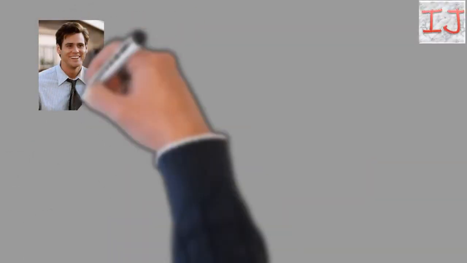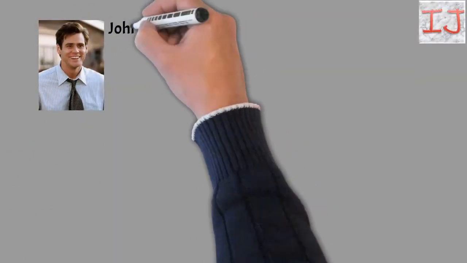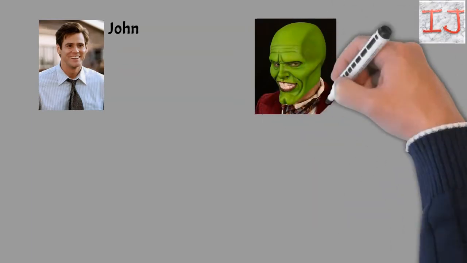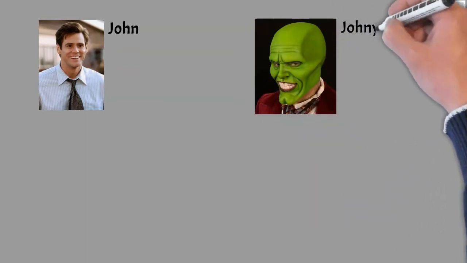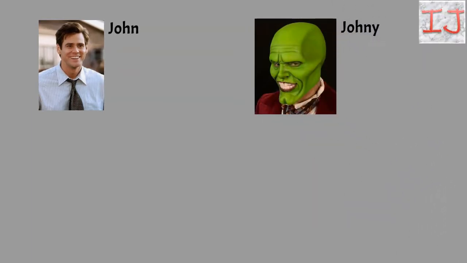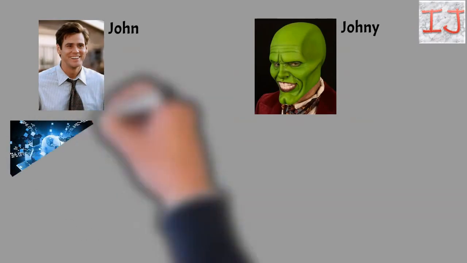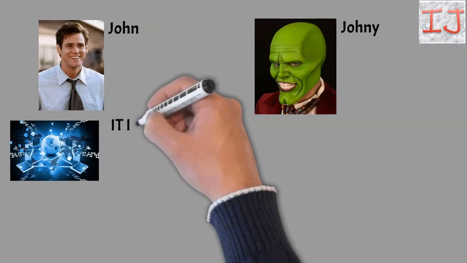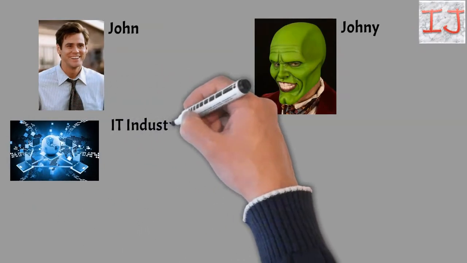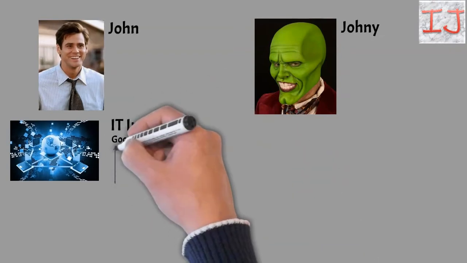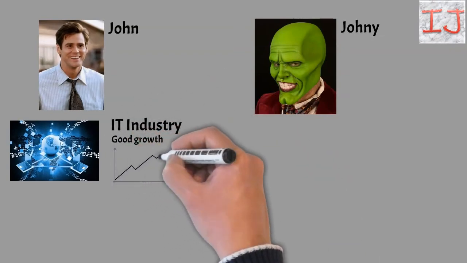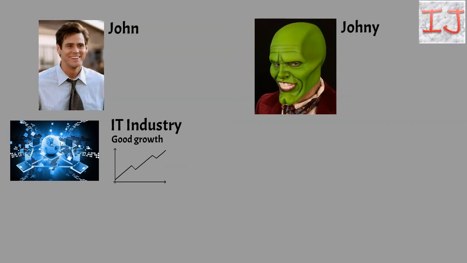Let's replace the father-son duo with friends in our other example. Let's say for now you have two friends. One is John and another is Johnny. Both of them run a business. John's business is in the IT sector. Presently, his business is at a small stage, but it is growing at a good pace and is expected to continue the growth momentum in coming years.